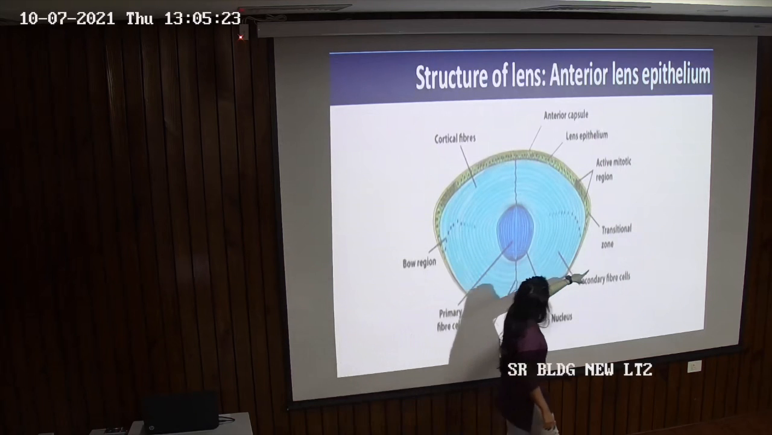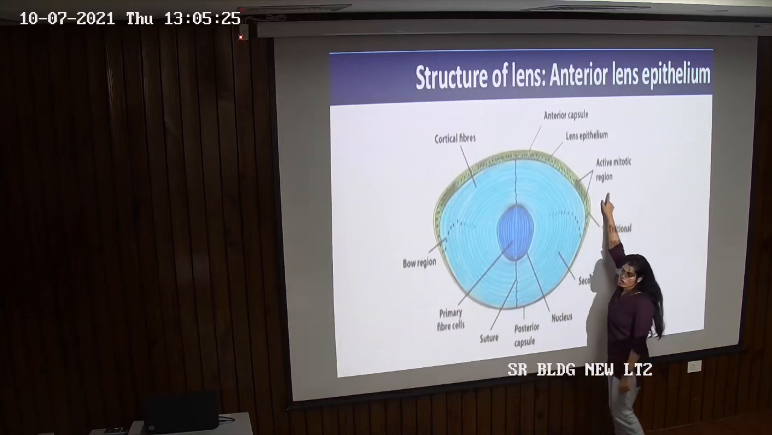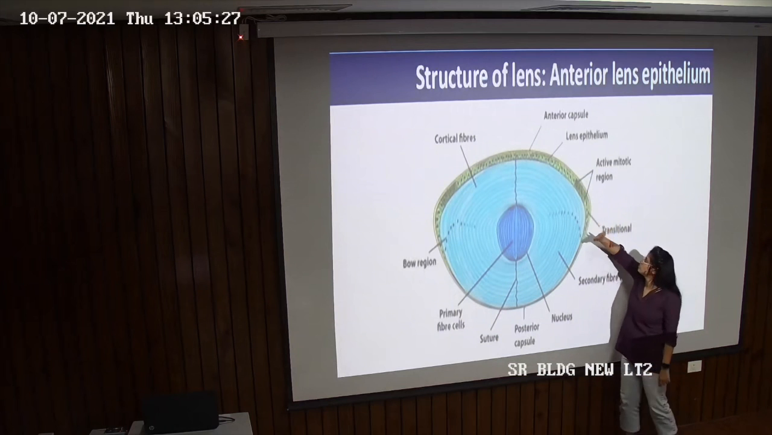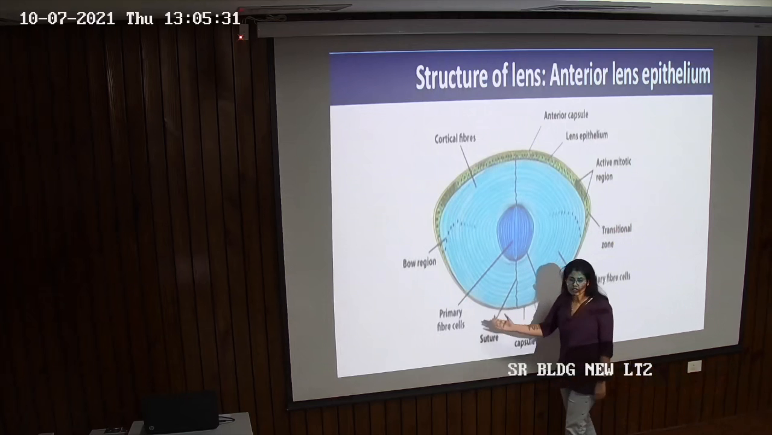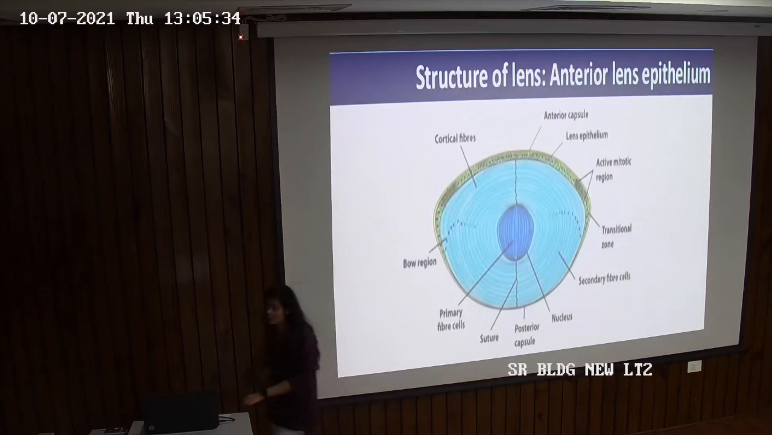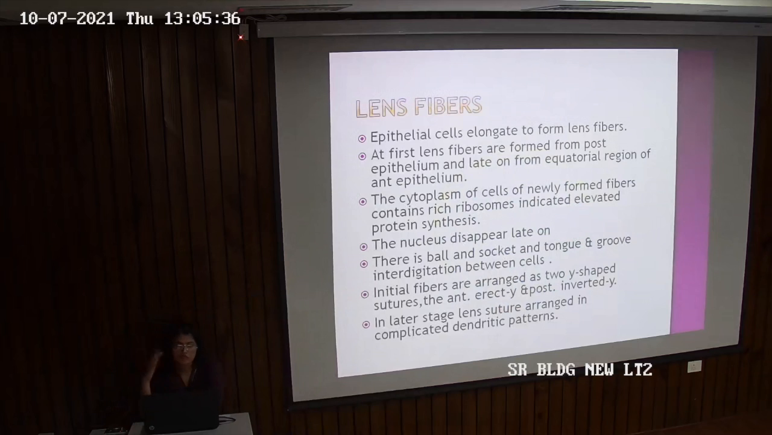And this is the transitional zone. This is the active mitotic region I just talked about. This is the germinative zone. This is the equatorial. So there's a migration of cells, and then again there's a posterior. A lot I need to explain, but I cannot. Sorry. So let's move on to fibers.